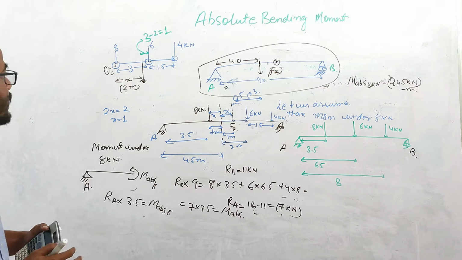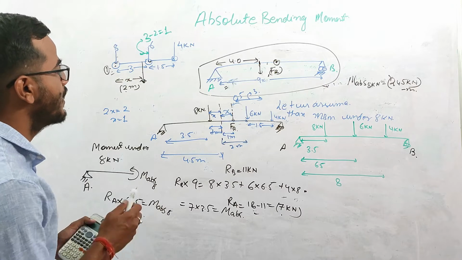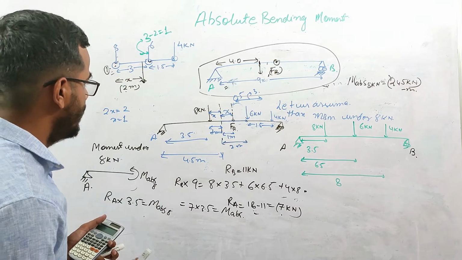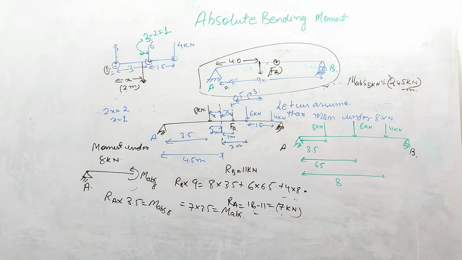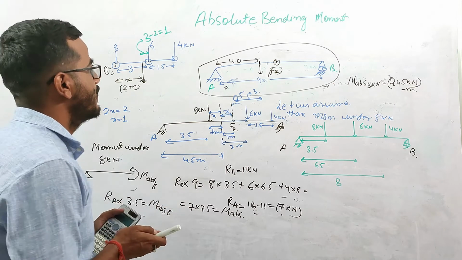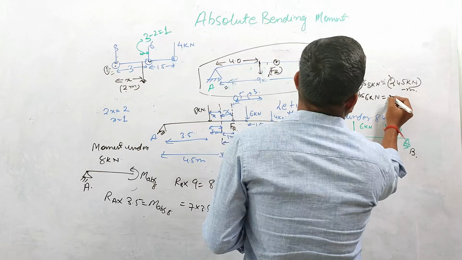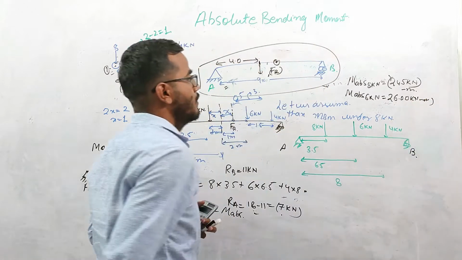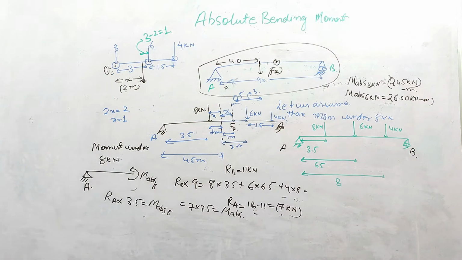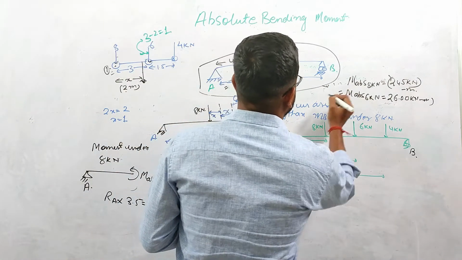So you can see that the maximum bending moment is coming under the 6 kilonewton load. I think I removed that value, so I'll see what the value is. When we calculated the bending moment under the 6 kilonewton load, it comes out to be 26 kilonewton meter. This is the value we got previously, which I have rubbed.